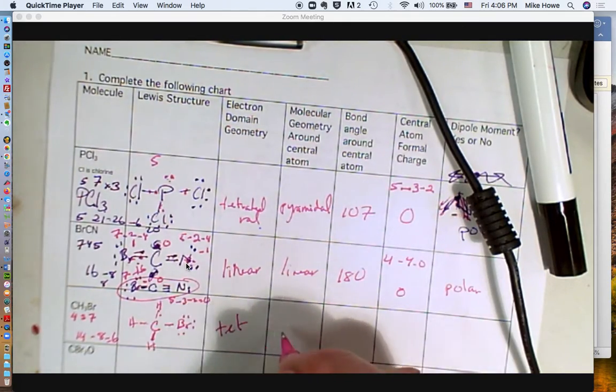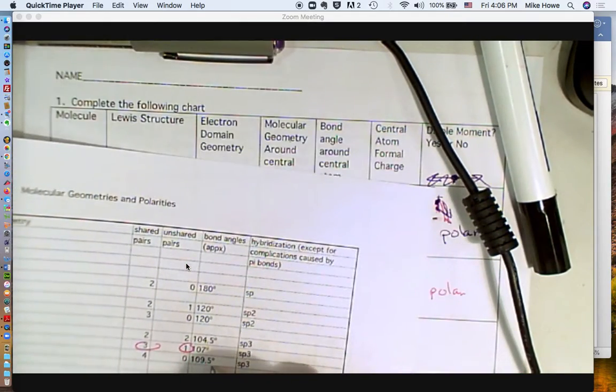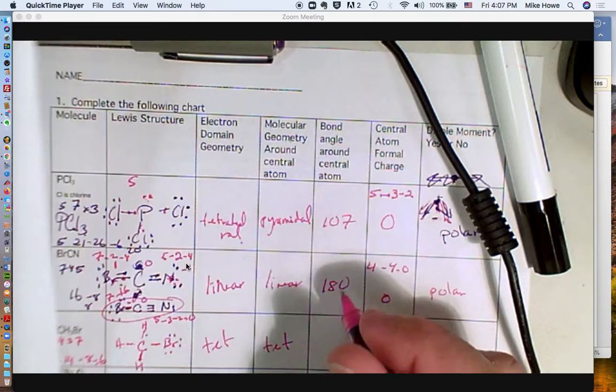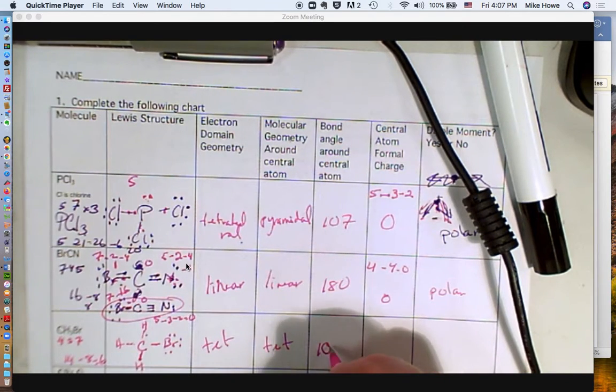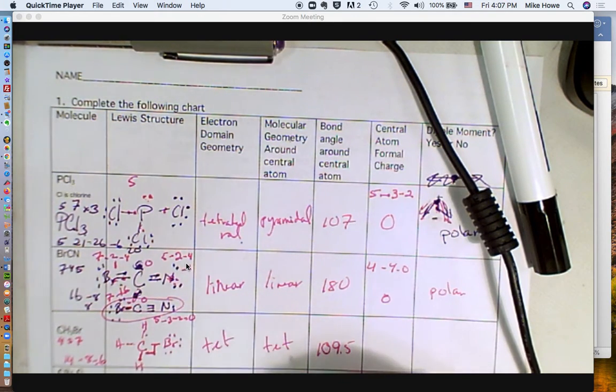So that's tetrahedral, that's tetrahedral. The bond angle for tetrahedral is 109.5. By going into 3 dimensions, you get more than the 90-degree angle that you see in this picture. So if we drew it in 2 dimensions, it'd just be 90. But in real life, you can go into 3 dimensions and you get a bigger angle.